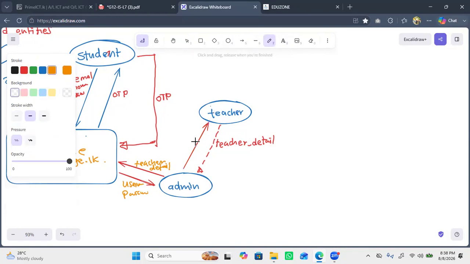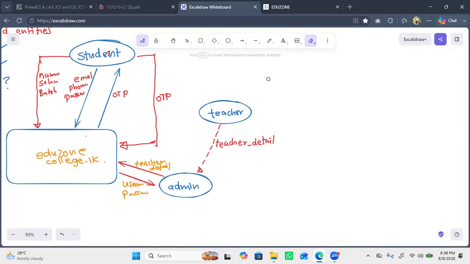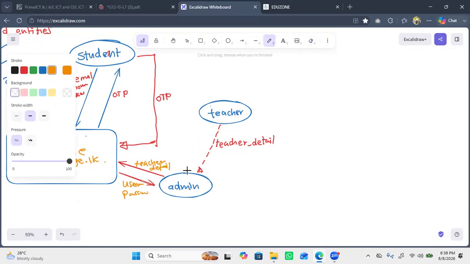Right? So, can I draw like this, admin to teacher data flow? No, you should use what line? Dash line. Let's change the color. No, right? Dash line. Then I can write username and password.